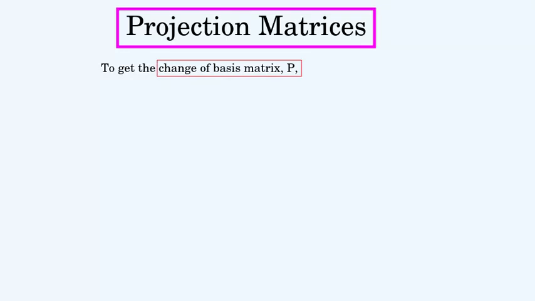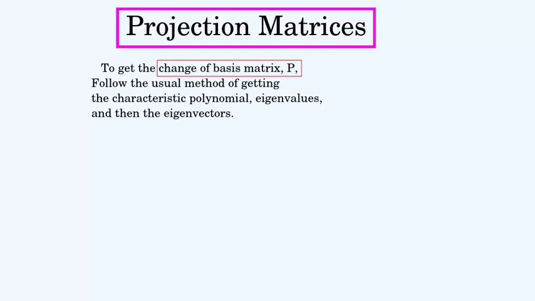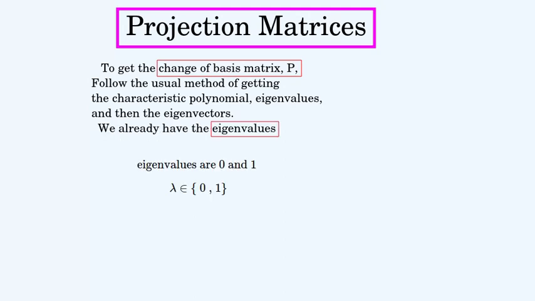And if we want to find the value of the change of basis matrix, P, for a particular projection matrix, we'd have to use the normal methods of finding the characteristic polynomial, then the eigenvalues, and then the eigenvectors. But in this case, we already know the eigenvalues, being 1 and 0.